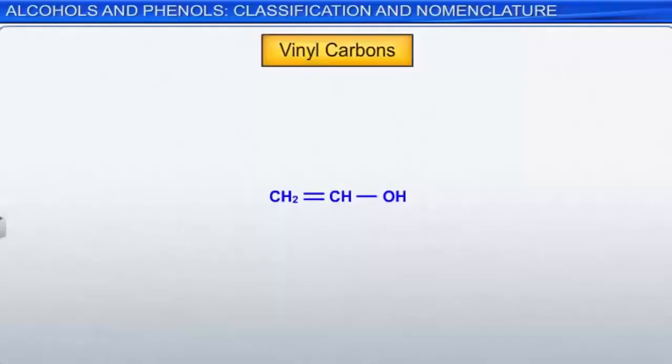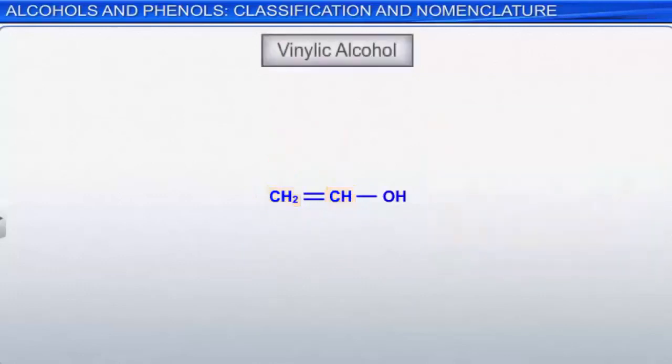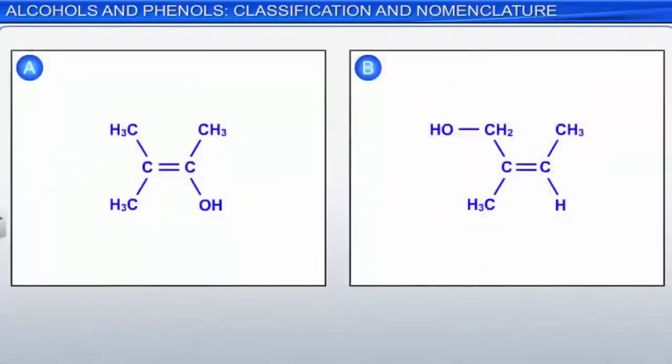A vinyl carbon is a carbon atom double bonded to at least one other carbon atom. Vinyl carbons, which are also called alkenyl carbons, are sp2 hybridized. A vinylic alcohol contains a hydroxyl group attached to a vinyl carbon. Note that the vinyl carbon is sp2 hybridized. Can you classify these structures as allylic or vinylic alcohols?